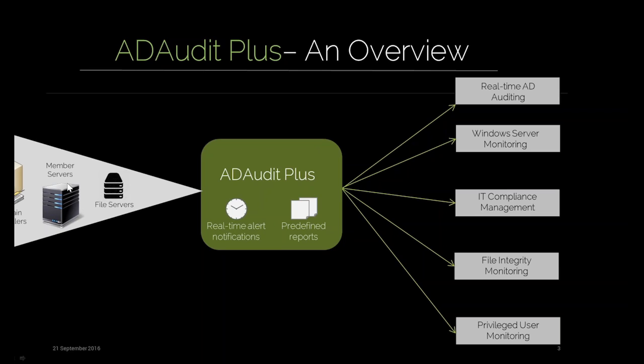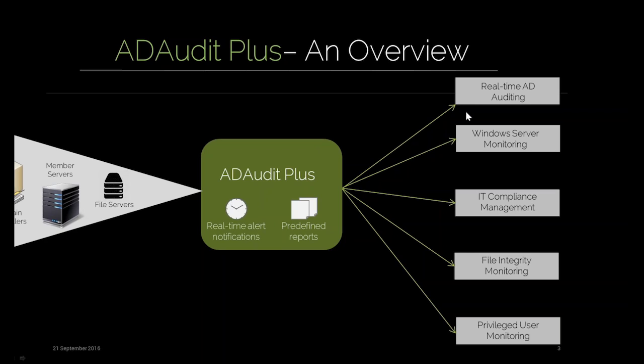Now, what will happen once the information is taken by ADAudit Plus? I'm still on the same slide, just explaining the architecture of ADAudit Plus. This is the computer where ADAudit Plus is installed, and it will take the information from the event viewer of the domain controllers, member servers, and file servers. All this information will be stored in the internal database of ADAudit Plus, from where it will be processed and displayed as readable reports.